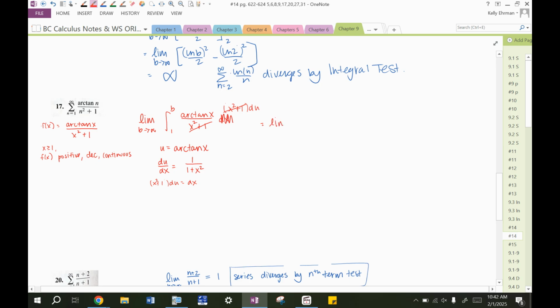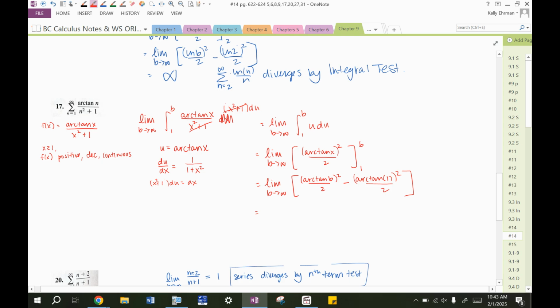So we are back to having the limit as b approaches infinity of the integral from 1 to b of just u du. Right? So this is going to become the limit as b approaches infinity of u squared over 2, but that's arctan x squared over 2 from 1 to b. And we can do our fundamental theorem, which just allows us to evaluate this. So this is going to be arctan b squared over 2 minus arctan 1 squared over 2.